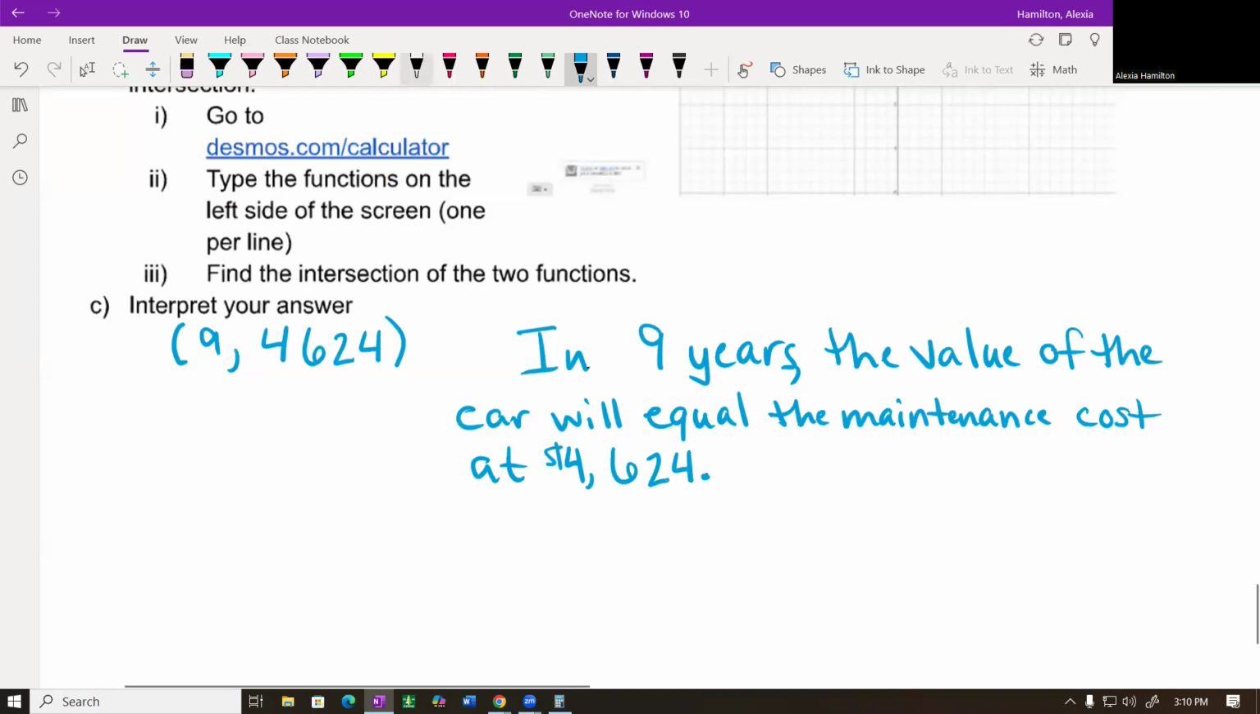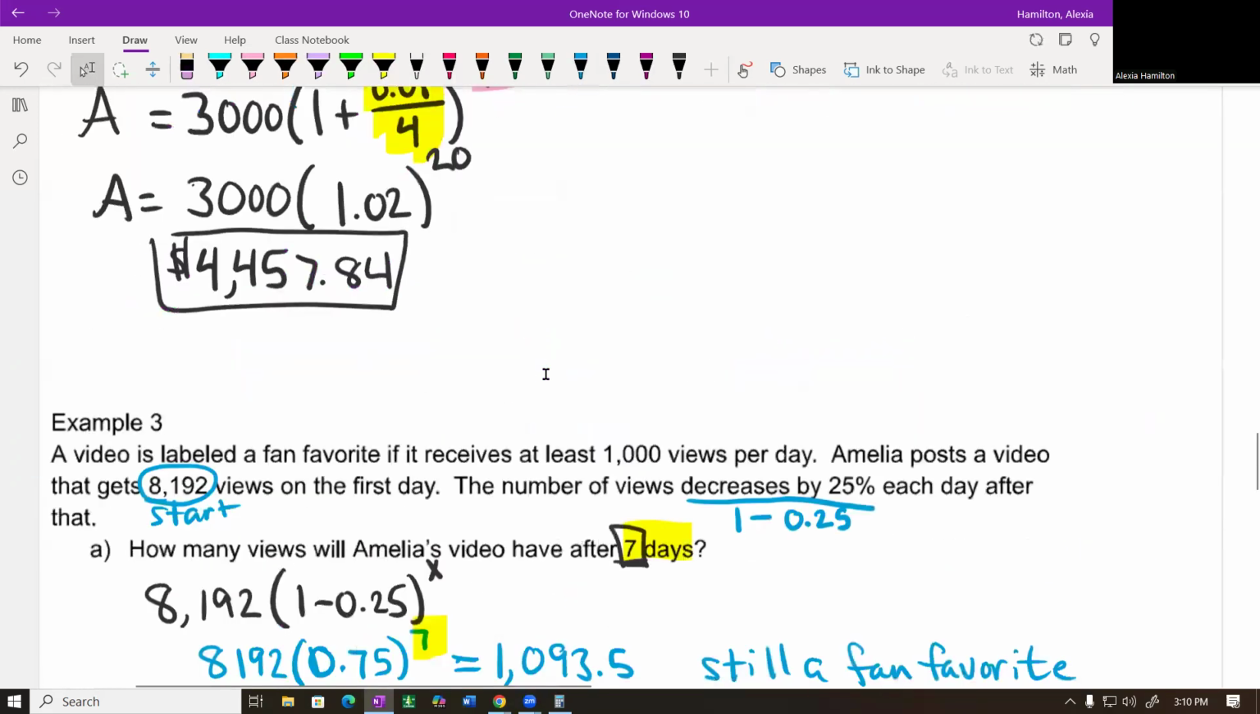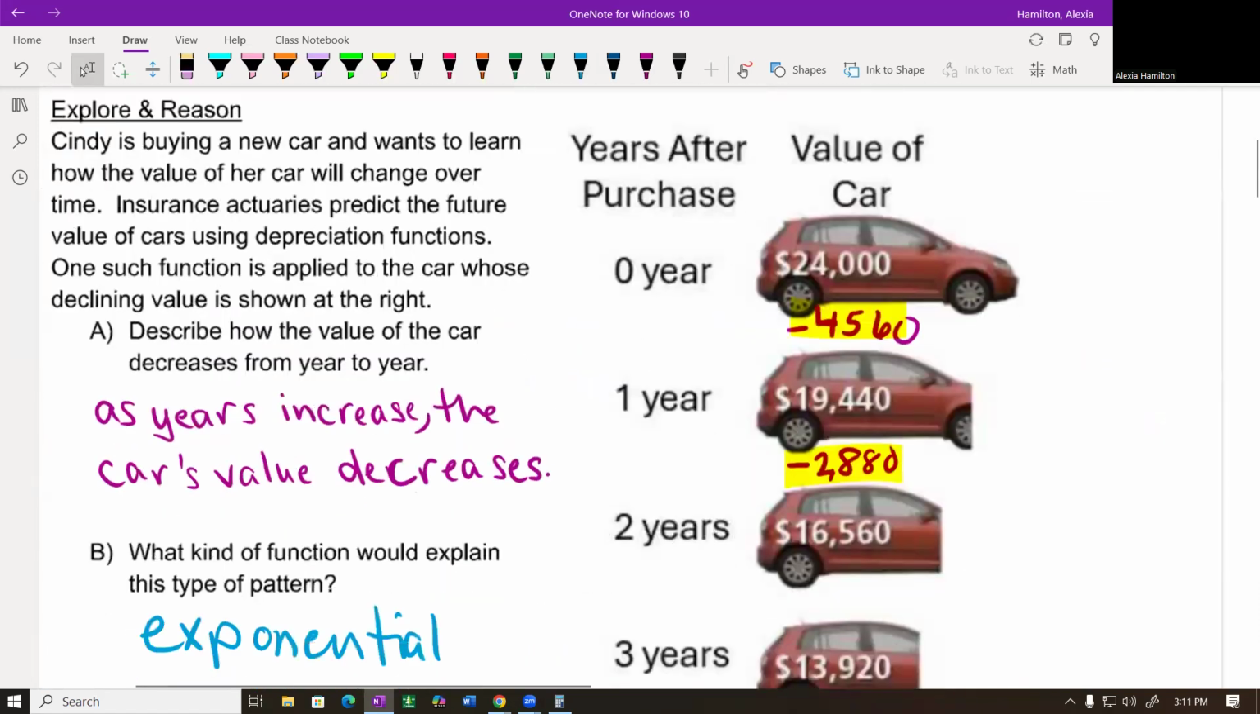That is what it means to interpret your answer, is to state the number in a sentence, because that's what we expect of you. All right, exponential functions, exponential growth and decay functions specifically. And good luck, have fun, ask questions.